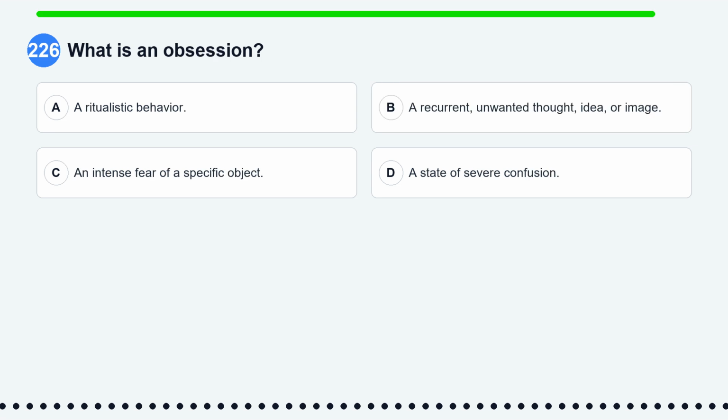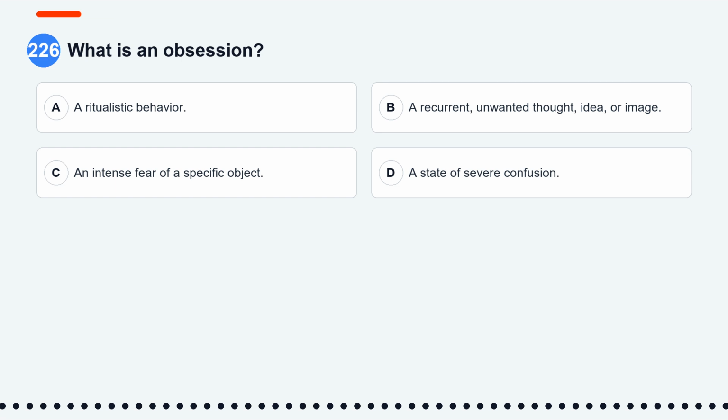Question 226. What is an obsession? Option A. A ritualistic behavior. Option B. A recurrent, unwanted thought, idea, or image. Option C. An intense fear of a specific object. Option D. A state of severe confusion.